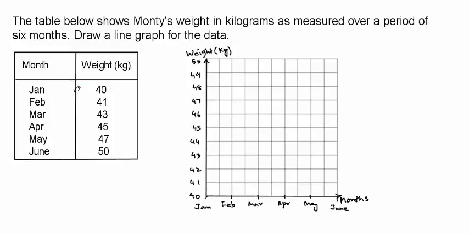The weight in January was 40 kilograms. So we have 40 for January, 41 for February. This is February. 41, 43 for March. So we have 43 for March, 45 for April, 47 for May. So we have May and 47, and finally 50 for June. So we have June and we have 50.